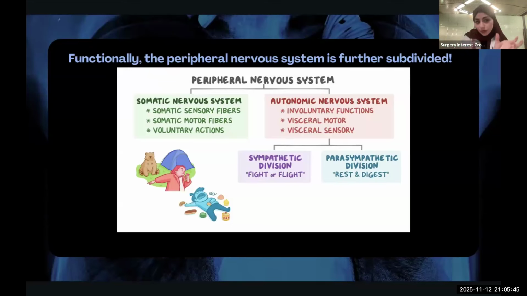Now, the autonomic nervous system, which is automatic and not under our control, is further subdivided into sympathetic and parasympathetic. What does this mean? Again, you guys probably know, but sympathetic is going to be my fight or flight system. It's going to be activating.